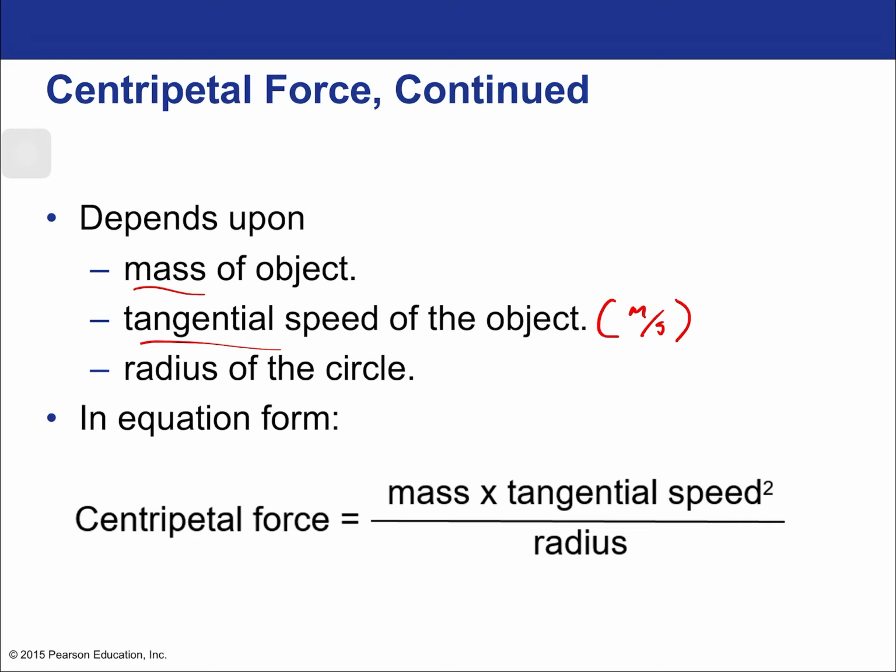Okay, and the radius of the circle, r. All right, so again that would be m, v, and r. Okay, so in equation form, it's mass times tangential speed squared divided by radius.